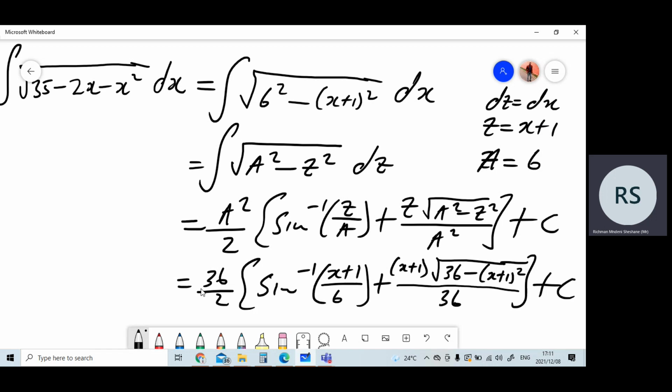If you like, you can say 36 divided by 2, it will give you 18. Okay, so for the integral of the square root of 35 minus 2x minus x squared that we wanted, we completed the square and wrote it in terms of two terms and chose z and a. And then we checked the formula. We see this is the formula, so we're able to integrate this. And after we choose z and a, we need to substitute z and a back.